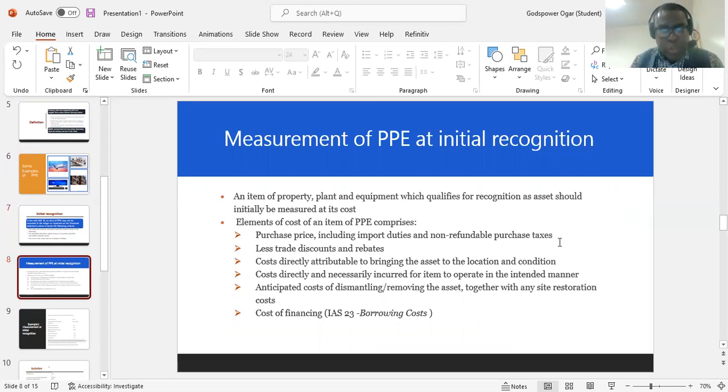Of course, you have to deduct your trade discounts and rebates, and the costs directly attributable to bringing the asset to the location also have to be added, like transportation and every other thing that contributes. It has to be added. The cost directly and necessarily incurred for the item to operate in the intended manner, and the anticipated cost of dismantling or removing the asset together with any site restoration, and of course the cost of financing.